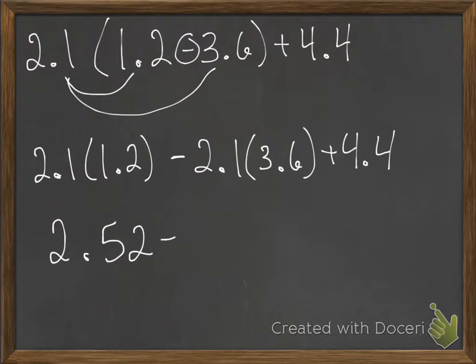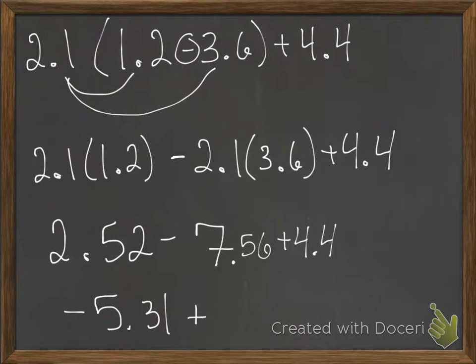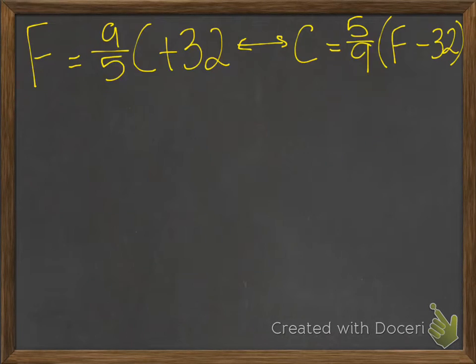So if you do PEMDAS left to right, 2.1 times 1.2 is 2.52, minus 2.1 times 3.6 is 7.56, plus 4.4. Now it's just an easy adding, subtracting decimals type question. 2.52 minus 7.56 left to right, negative 5.31 plus 4.4 gives me negative 0.091. If you did PEMDAS, solved the parentheses first, then multiplied, then added the 4.4 at the end, you would get the exact same answer. All right.